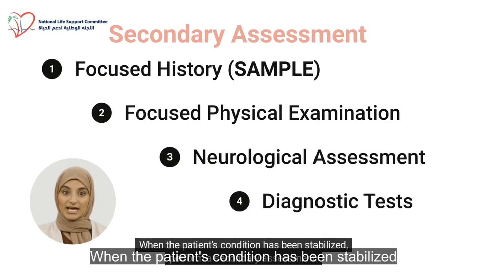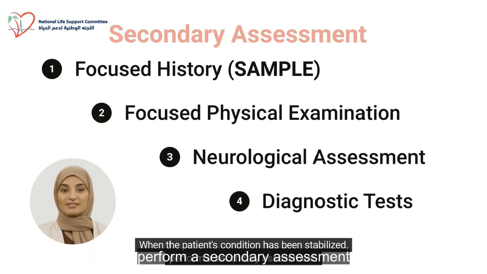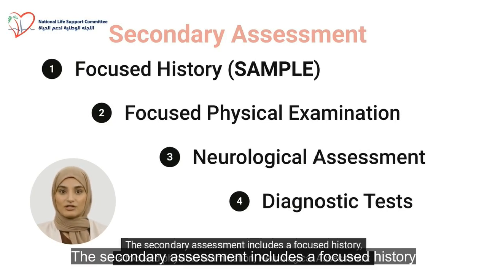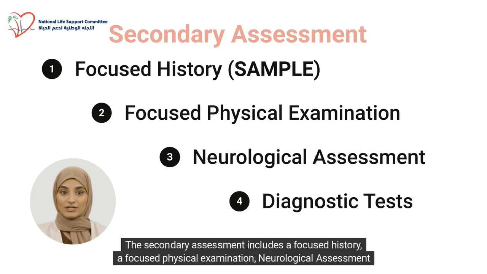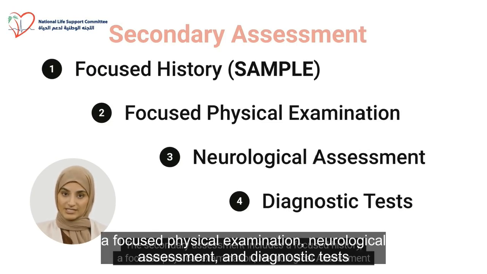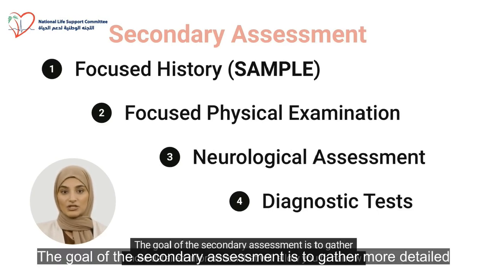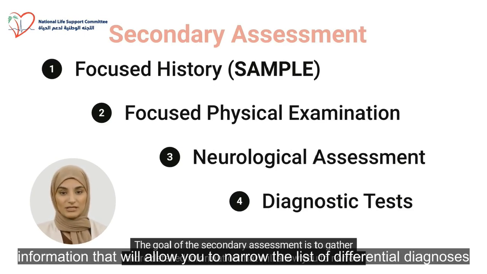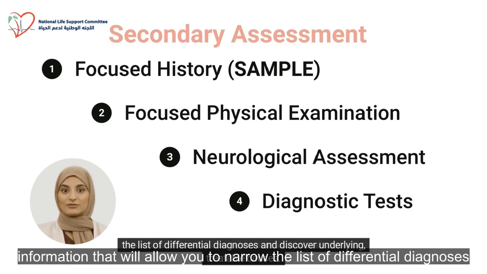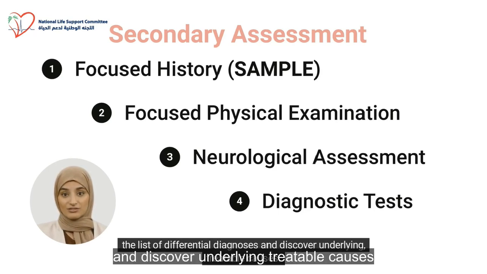When the patient's condition has been stabilized, perform a secondary assessment. The secondary assessment includes a focused history, a focused physical examination, neurological assessment, and diagnostic tests. The goal of the secondary assessment is to gather more detailed information that will allow you to narrow the list of differential diagnoses and discover underlying treatable causes.